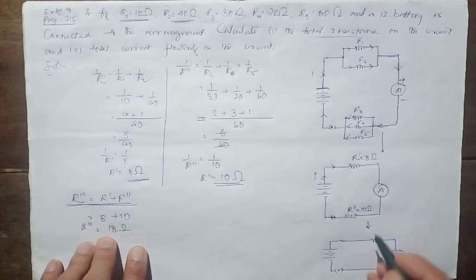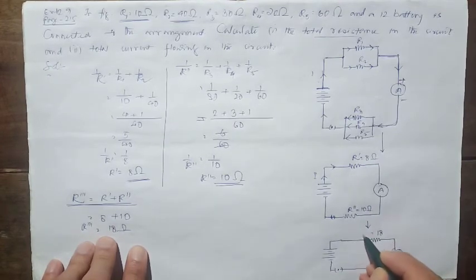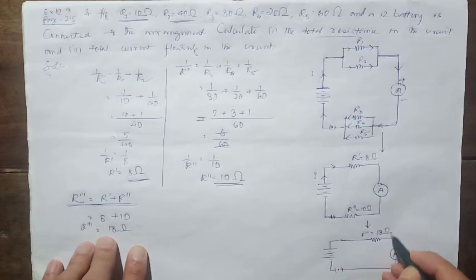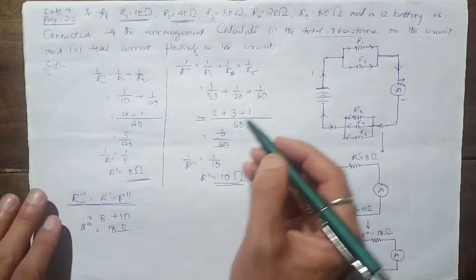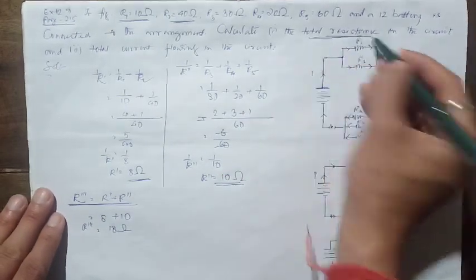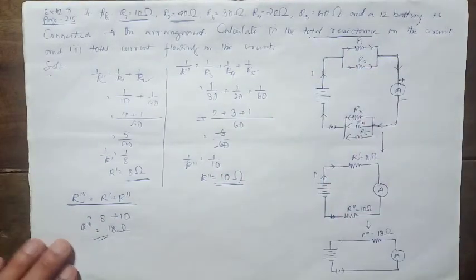So student, these two resistors are replaced by this single resistor of value R triple dash equals 18 ohms. Now you can draw this R triple dash, the final resistor, anywhere in the circuit. So we have calculated the first part of the question. That's the total resistance in the circuit is 18 ohms. So the first part is done.